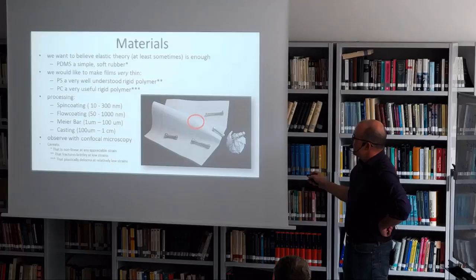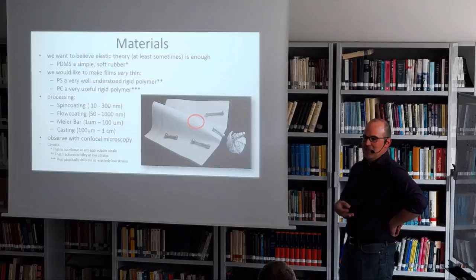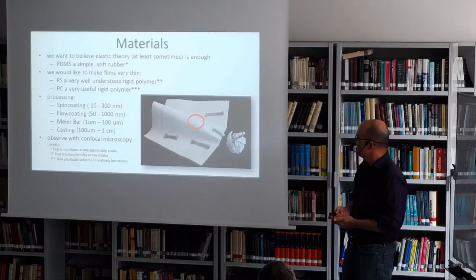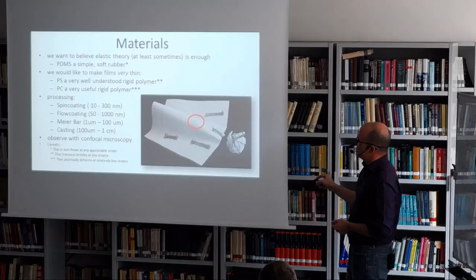So the first one we want to use is a rubber. It's PDMS, Sylgard. Everybody uses this rubber. It's all over the place. And the idea there is that we'd like to hope that elasticity is working in these systems. So we'd like to have a material we can reliably say is an elastic material, okay? Now there are caveats with all this stuff, right? This is really a nonlinear rubber at any appreciable strain, and there are other issues there as well. But let's ignore that for now. I'm going to talk a little bit about polystyrene, but more about polycarbonate.